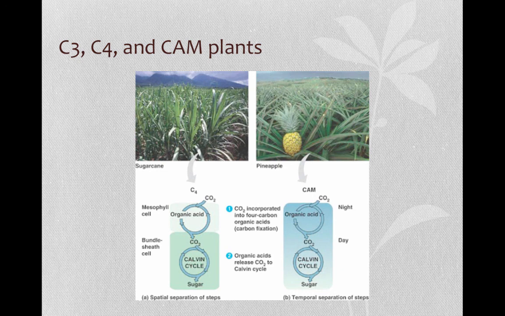And then there's CAM plants. Here we have a pineapple. Cactus is another example. It uses a modified C4 pathway. What they do is they open their stomata at night when the air is cool, water loss is minimal then, and they store the CO2 from the evening until daytime when sunlight is available for photosynthesis.